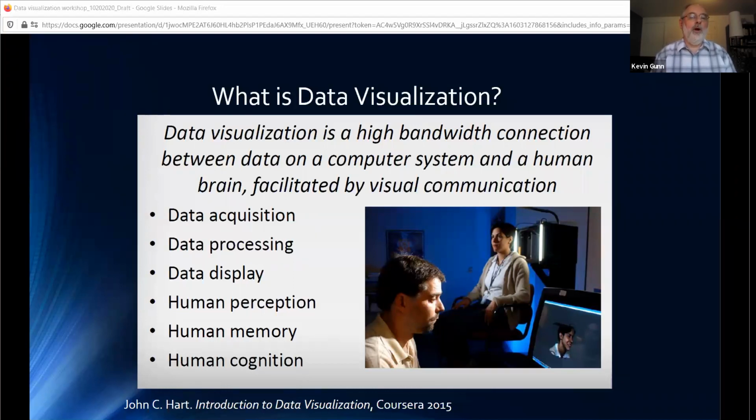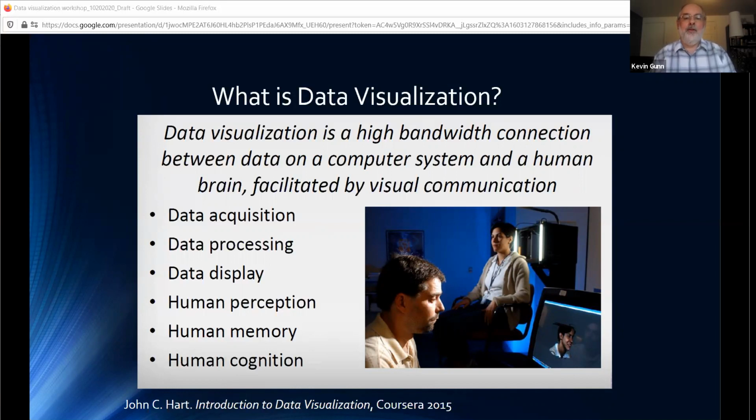So what does this mean? Well, you're dealing with data acquisition, you're dealing with data processing. How do you process the data once you acquire it? How do you display that data? And you can be very successful in these three endeavors and still fail to communicate a message. So you need to be aware of human perception, human memory, and also human cognition.